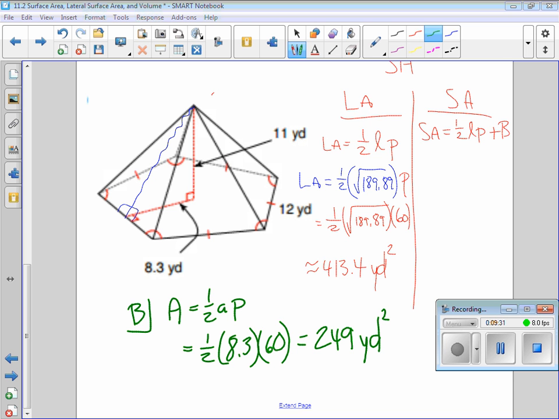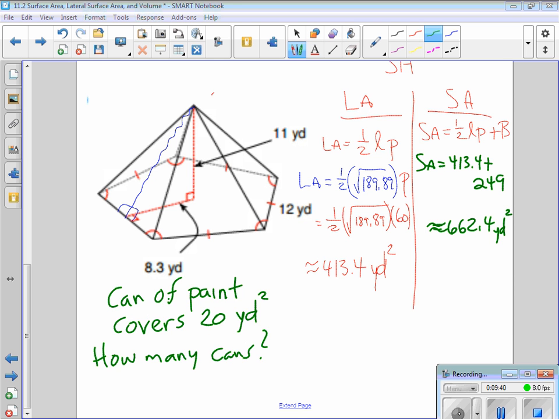Okay, so let's go ahead and fill all the information into my surface area formula and be on our way, with a final answer of 662.4 yards squared.